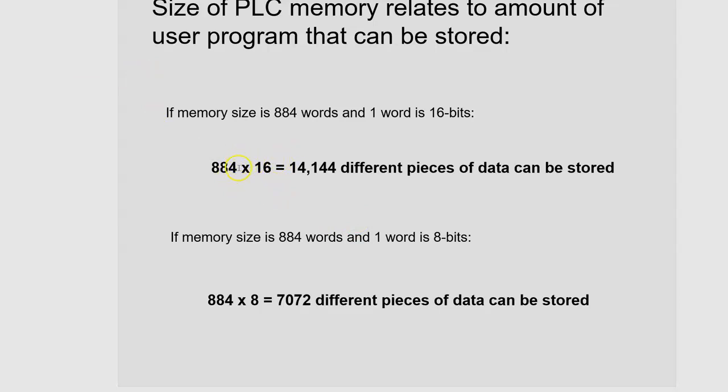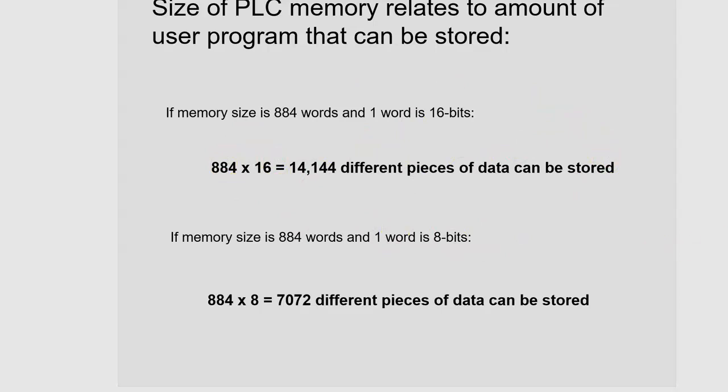So kilobytes, KB, I have to figure out how many. If I have 884 kilobytes, then I have to figure out a kilobyte is 1,024 bytes. So I'm going to multiply the 884 times 1,024 to get the individual bytes. And then you know 1 byte is 8 bits. So I have to multiply that by 8 to get the number of individual pieces of information that can be stored.